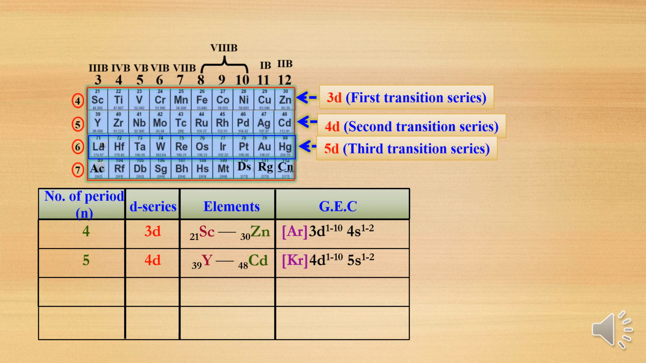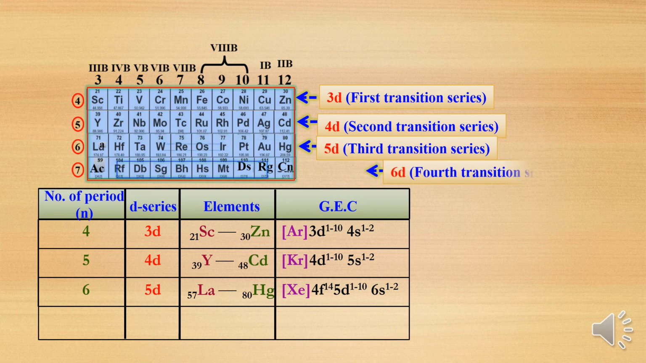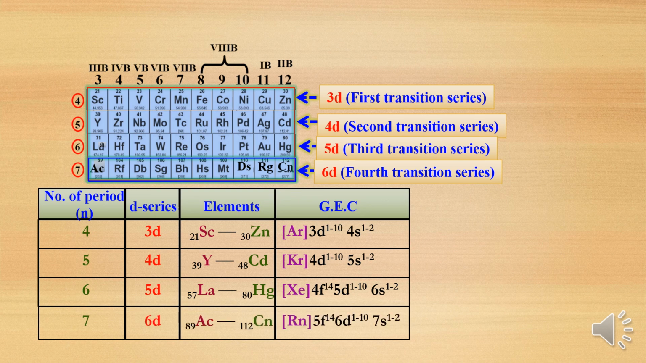Then come to the sixth period, called the 5d series or third transition series. It starts from lanthanum to mercury. Xenon is the nearest noble gas. 4f14, 5d1 to 10 and 6s1 to 2. That is the 5d series. Then the last one, the seventh period, 6d series or fourth transition series, actinium to copernicium. Again radon is the nearest noble gas. Then 5f14, 6d1 to 10 and 7s1 to 2 is the general electronic configuration.